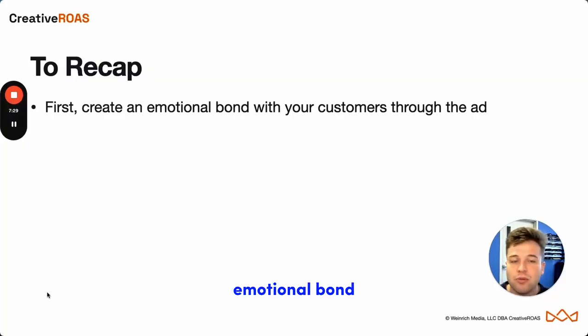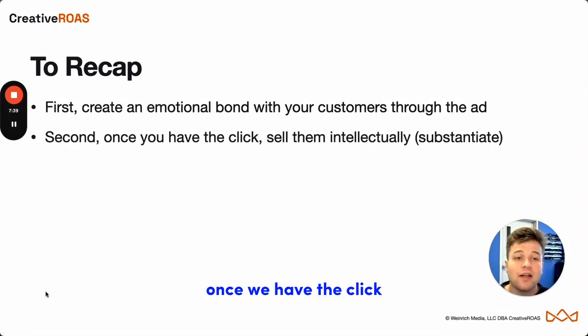First, we're going to create an emotional bond with our customers through the actual ad. And we just have to get the click or the call or whatever it is, however you run ads. Okay, that's it. That's the only goal of the ad. We're not selling on the ad. Once we have the click, then we start to sell. And then we start to substantiate every single claim that we have and intellectually persuade them to purchase on the emotional decision that they've already made from the ad.